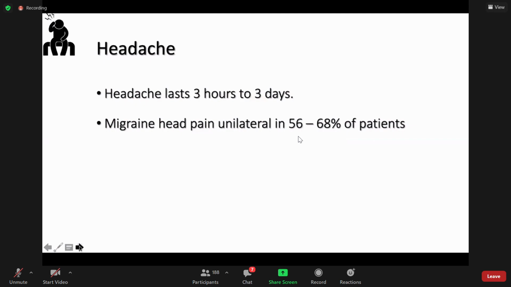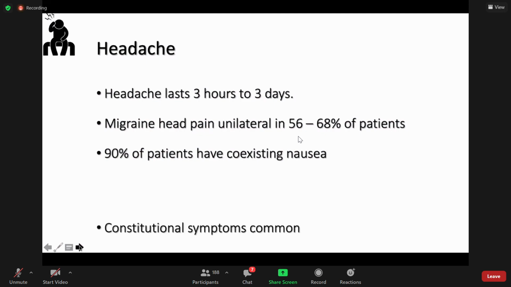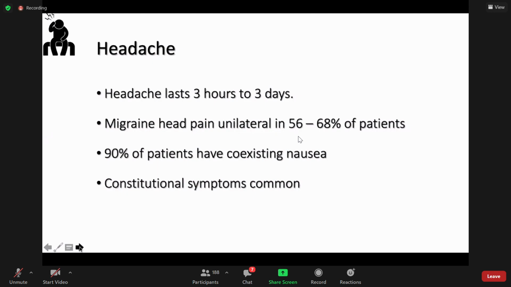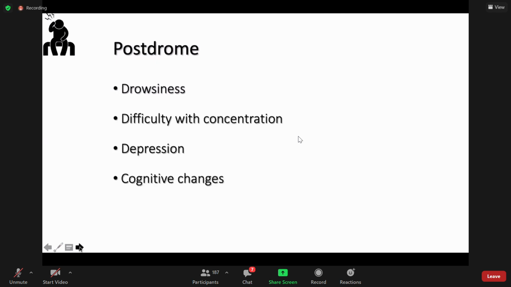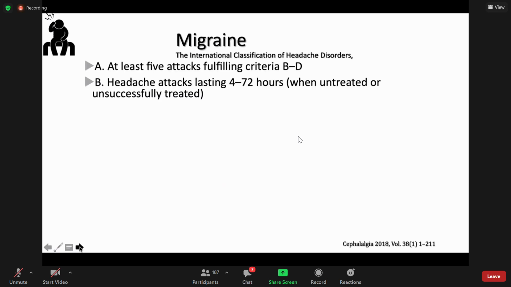and the pain is unilateral in about half or 2/3 of the patients, but it can be bilateral. So being bilateral does not rule out migraine. 90% of the patients complain of nausea and some constitutional symptoms. After the headache is over, the patient may feel drowsy, may feel difficulty with concentration, may feel depressed, may feel some difficulty in thinking, cognitive changes, or some transient memory loss.